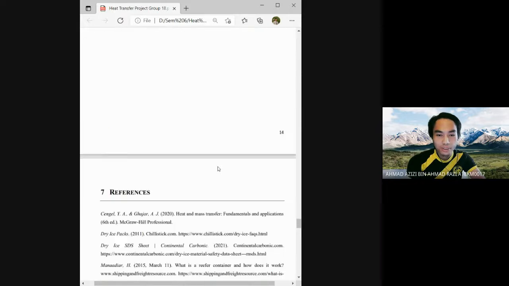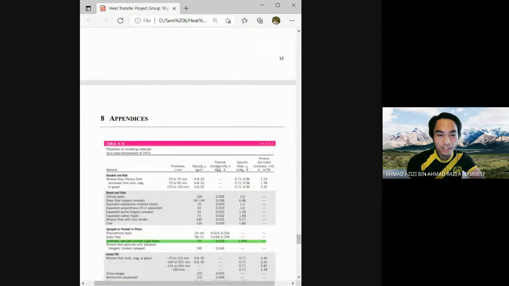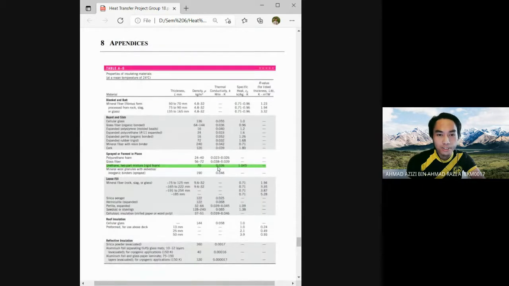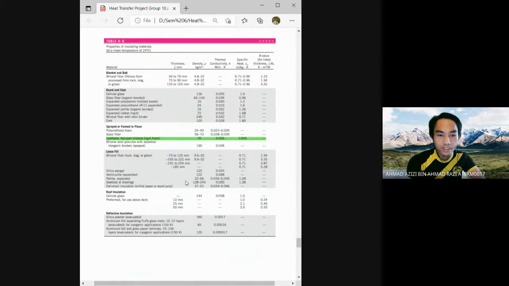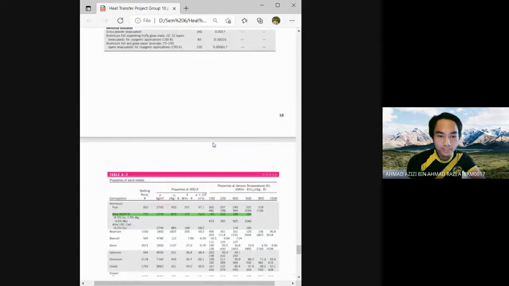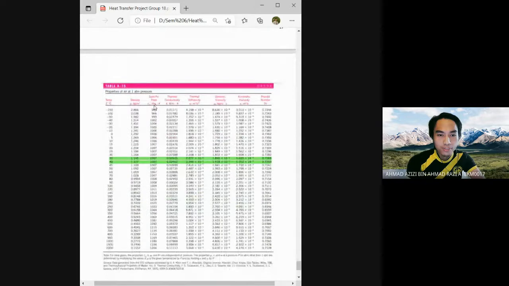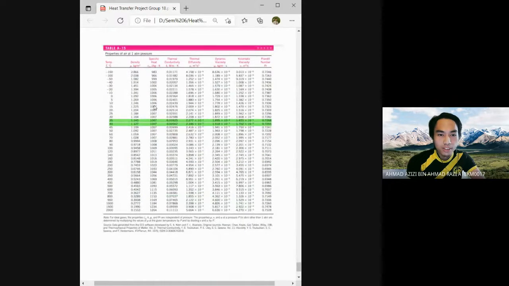So I think that's all for this project. Here are the references and the appendices, where we took the values from table A6 for the urethane two-part mixture rigid foam. As I stated earlier, the density is 70 and the thermal conductivity is 0.026. Then we took the properties for alloy 2024-T6 from table A3. We also referred to the data for air at 38 degrees, where we took the data from 35 degrees and 40 degrees.